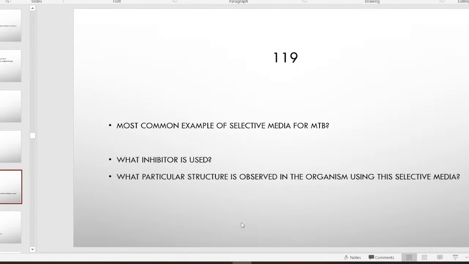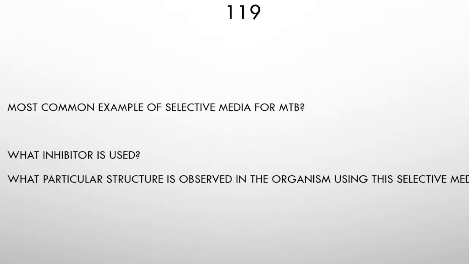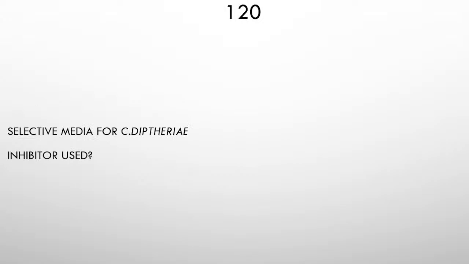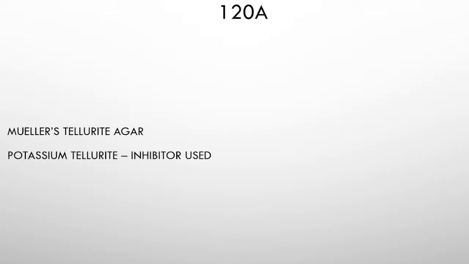Now let's move on to the next one. Lowenstein Jensen agar, the inhibitor is malachite green. Why did I show you that picture? It's because the color of the agar is green, so you won't forget the inhibitor. And then you can see Much granules when you stain the organism. Selective media for Corynebacterium diphtheriae, we have your Muller's tellurite agar.